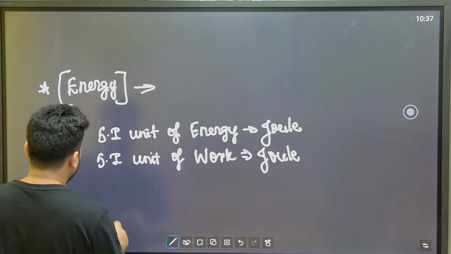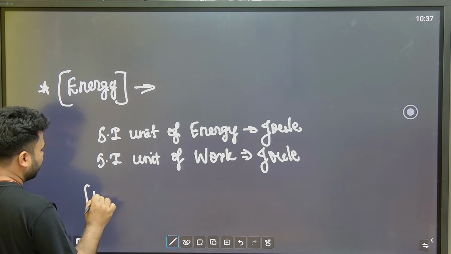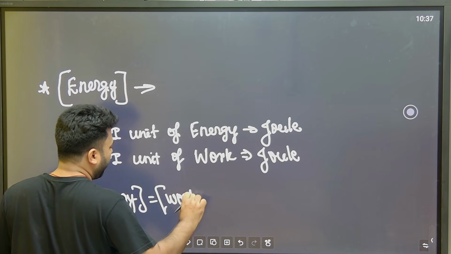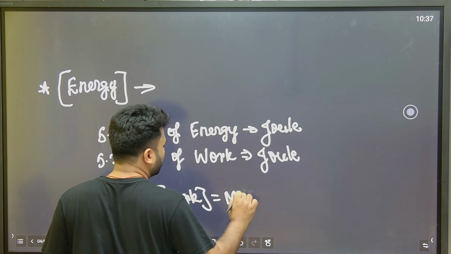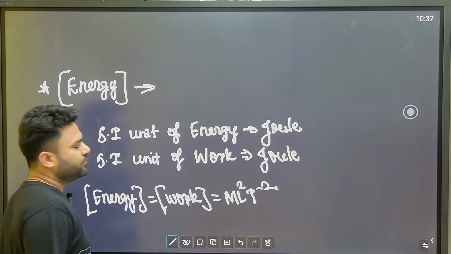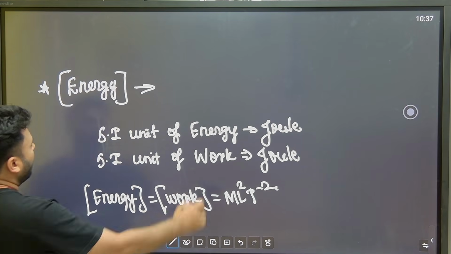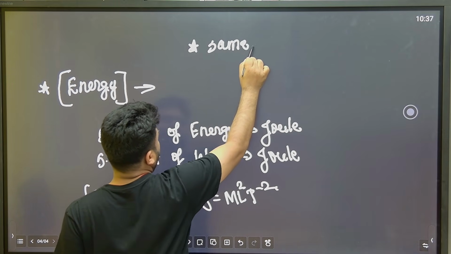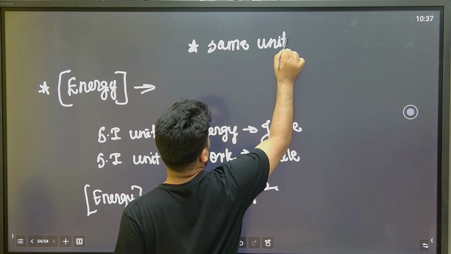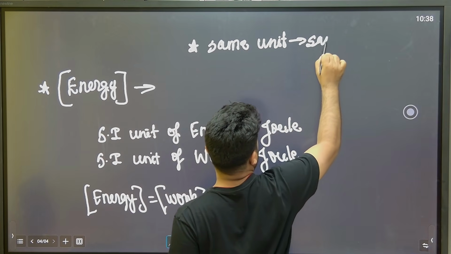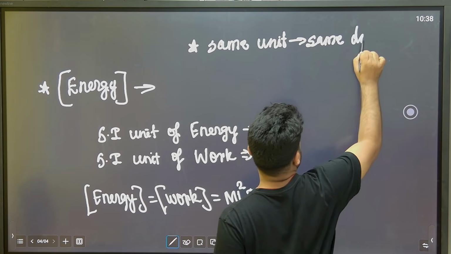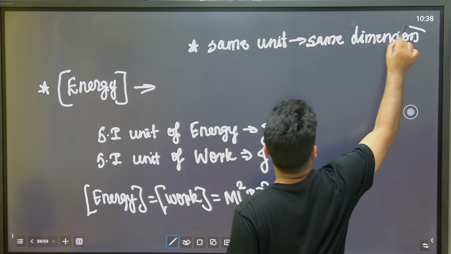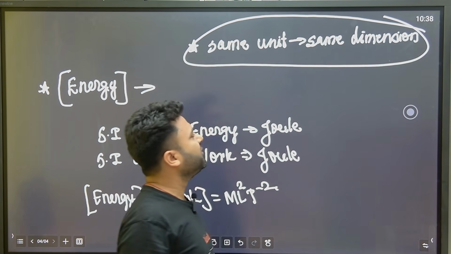So from here, I can write the dimension of energy will be equal to the dimension of work, and that is mL square T minus 2. So always remember, if two quantities have the same unit, they will have the same dimension. This point is important.